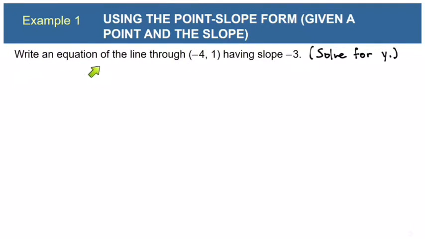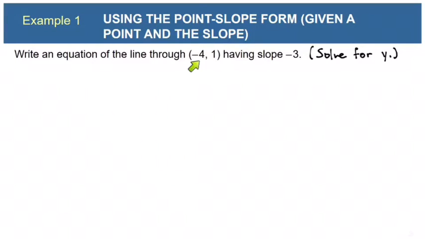This says write the equation of a line through -4, 1 having slope -3, and I added solve for y. Your book does not say this, but really they should specify what form they want the answer to be in, because we do know point-slope form, we know standard form, and we also know how to solve for y. So they need to specify how they want the answer. So I'm going to go ahead and tell you here that if it doesn't say what form to put the answer in, go ahead and solve for y. But I've specified it here.